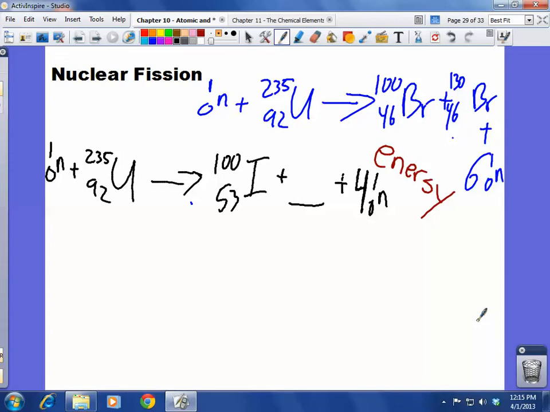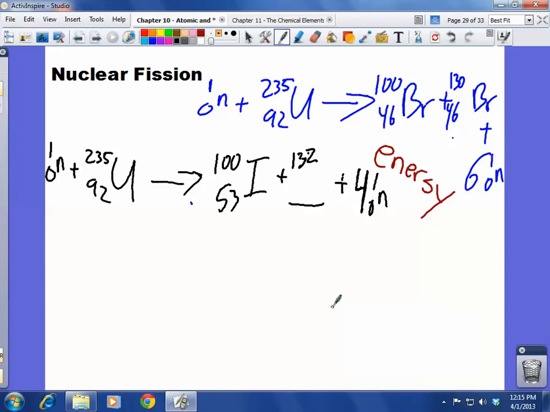But then, just like we did before, I have to have the same mass number on the left and the same mass number on the right. So if I start with 235 plus 1, that's 236, I have to end with 236. Well, right now I only have 104, so I'm about 132 off. So whatever I'm missing is going to have a mass number of 132.